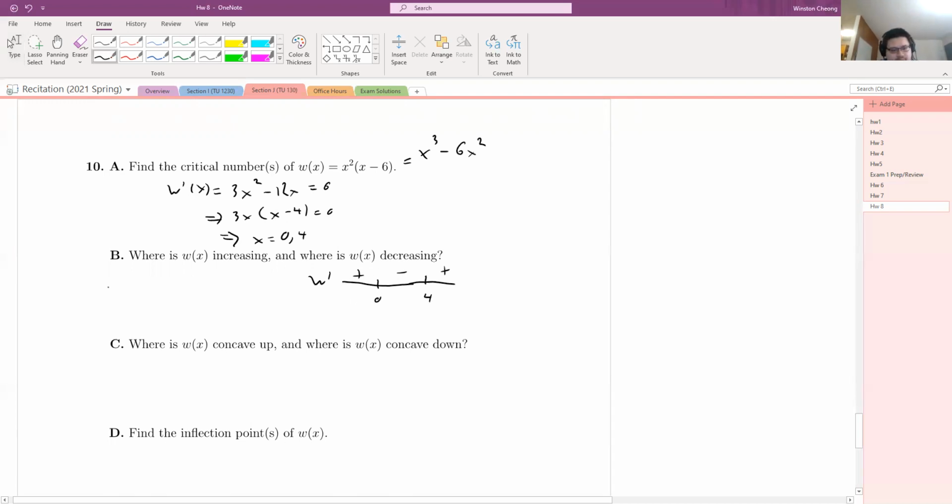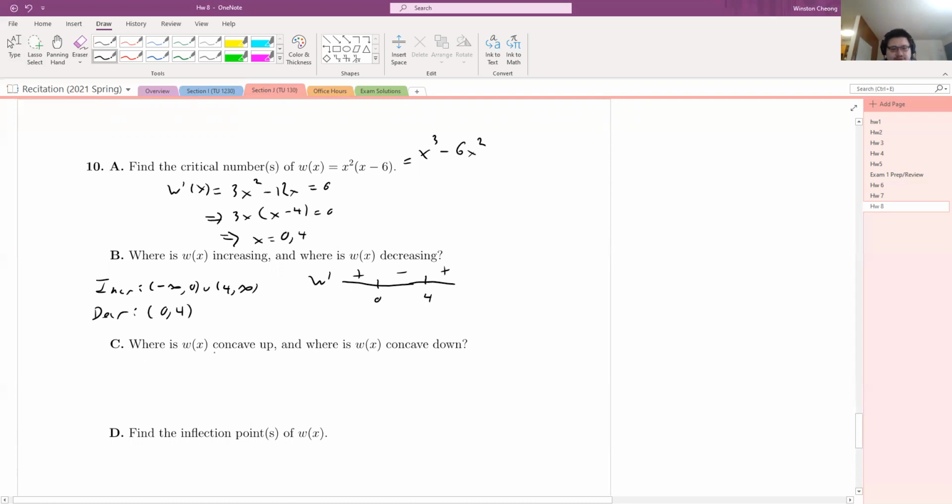Okay, then we can just write it down. Increasing happens from minus infinity to 0 and from 4 to infinity. Decreasing happens from 0 to 4.